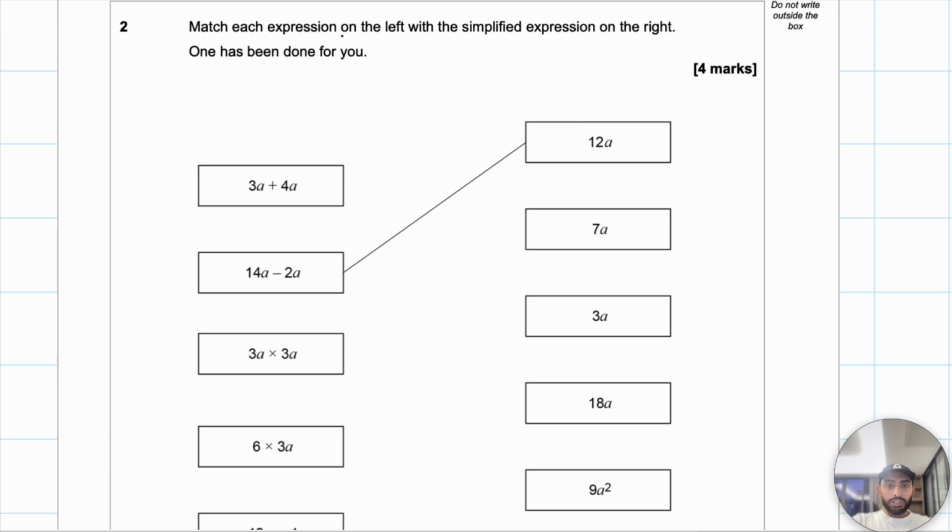Question 2, match each expression on the left with the ones on the right. 3 lots of A plus 4 lots of A is 7A. 7 lots of A. That one's already done. 3A multiplied by 3A. I need to multiply these two numbers by each other first. 3 times 3 gives me 9. And A multiplied by A, it's the same as 5 multiplied by 5. We could write it as 5 squared. A multiplied by A is A squared.